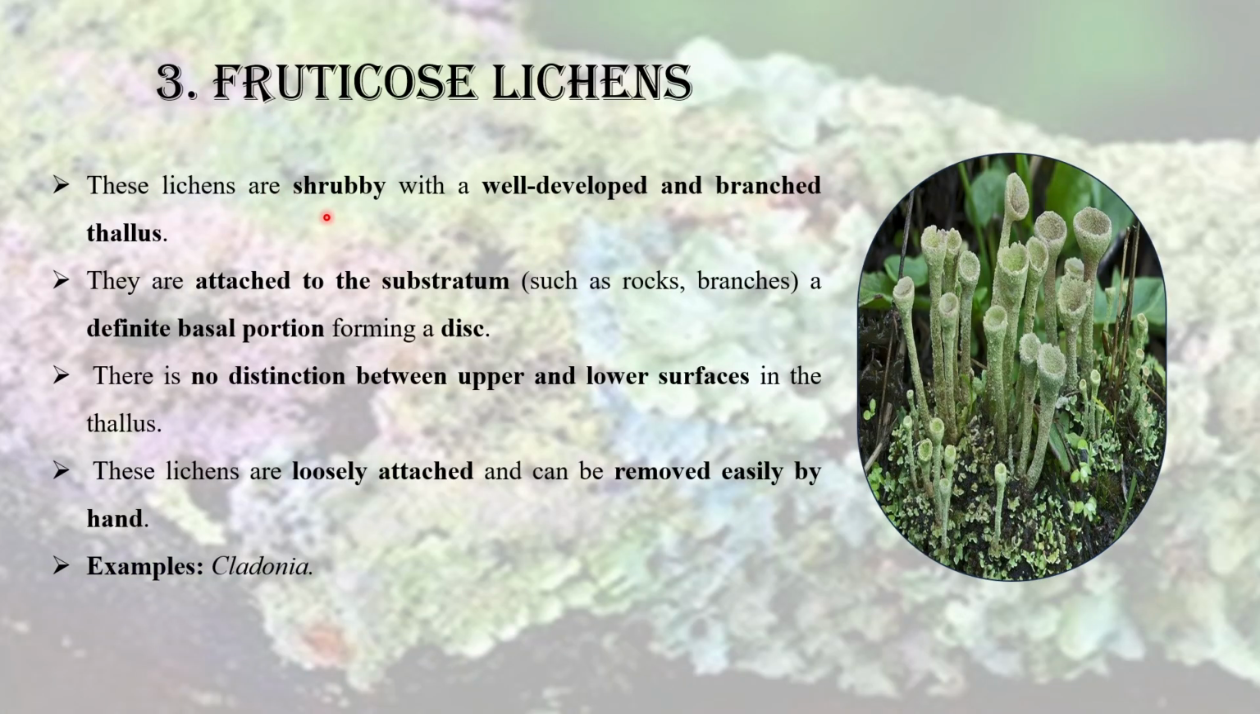The last one, fruticose lichens. Fruticose lichens are shrubby with a well-developed and branched thallus. The thallus is attached to the substratum such as rocks or branches, with a defined basal portion forming a disc. There is no difference between upper and lower surface in the thallus. These lichens are loosely attached and can be removed easily by hand. Example: Cladonia.